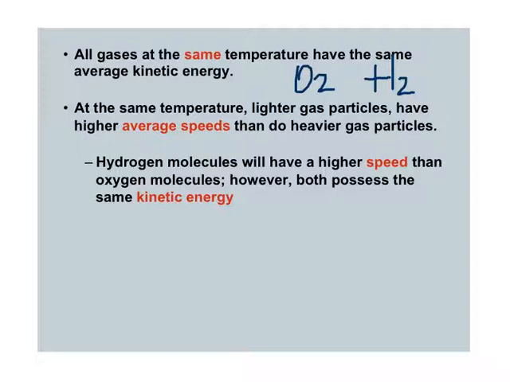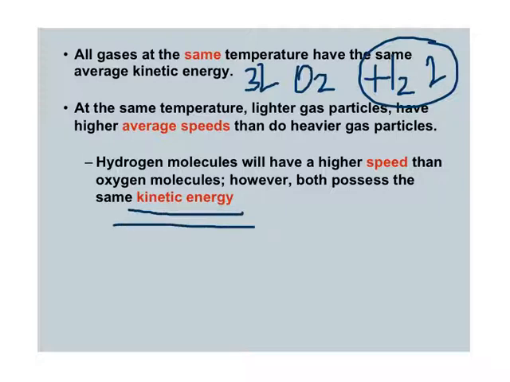So which would be lighter? Oxygen with a mass of 32 grams per mole, or hydrogen with a mass of 2 grams per mole? Well, the faster one, of course, would be the hydrogen, as it's not weighed down as much by gravity. But they both have the same kinetic energy.